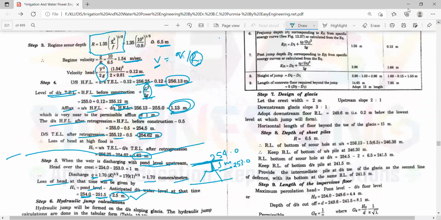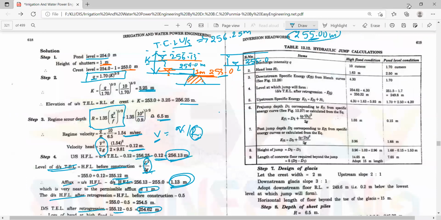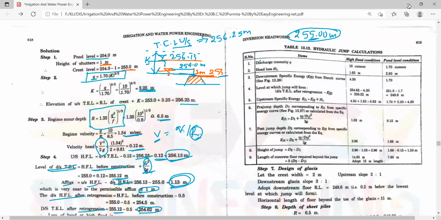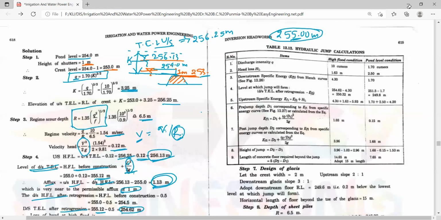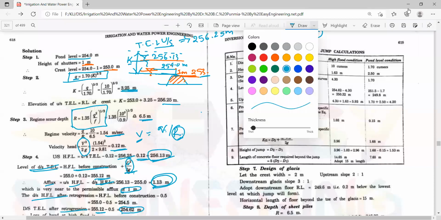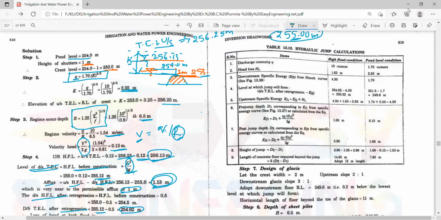So first, students, is everything fine? Is my voice audible? Hello? Yes, sir. Clear, sir. Right. So right, first we will see the discharge.